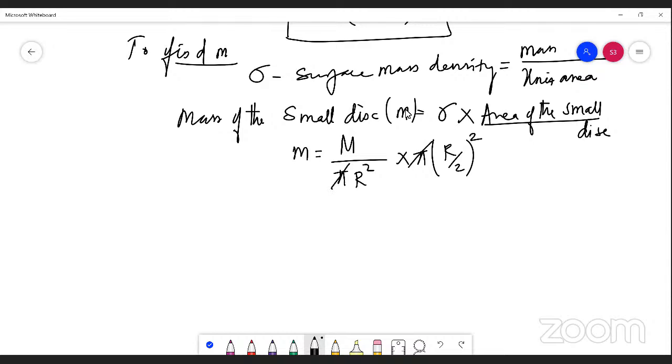If you cancel this pi and then cancel this pi over here, and then also you can cancel R square and R square. What is left here is that you have capital M divided by 2 square, which is 4. This is left. So small m is capital M divided by 4. So mass of the small disk which is cut is 1/4 of the mass of the larger disk. So you found the mass of the small disk. So mass of the small disk is 1/4 of the mass of the larger disk.